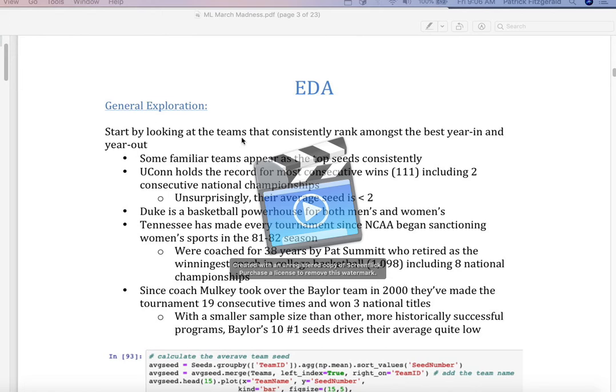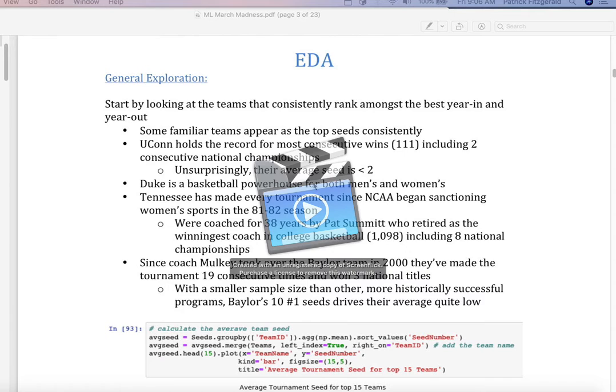This is what we're looking at, just speaking generally about the women's tournament. UConn holds the record for most consecutive wins, 111, including 2 consecutive national championships. Unsurprisingly, their average seed is less than 2. They're almost always a 1 seed. Interesting, this year they were actually a 2 seed.